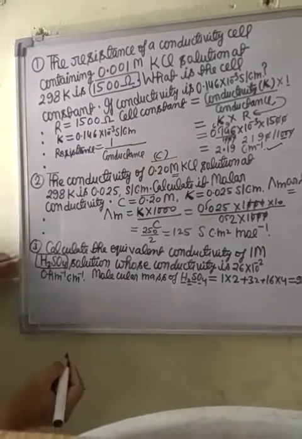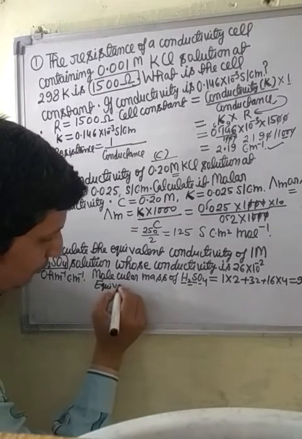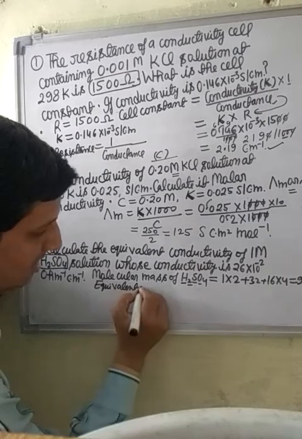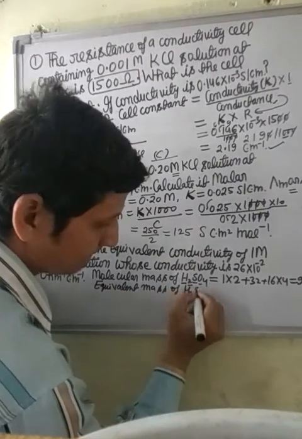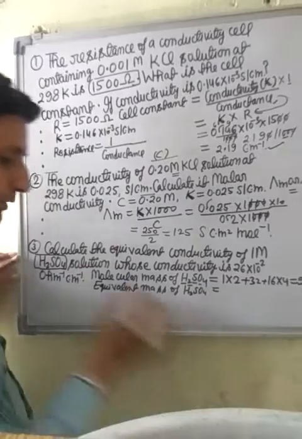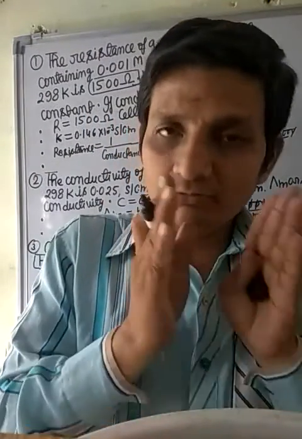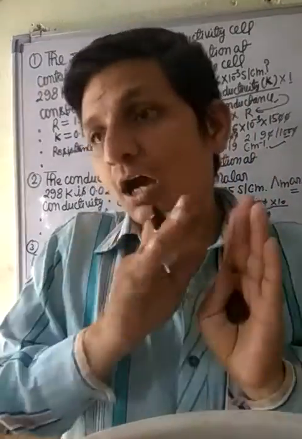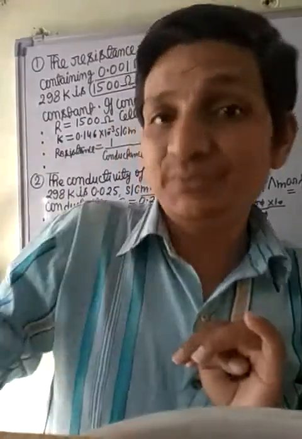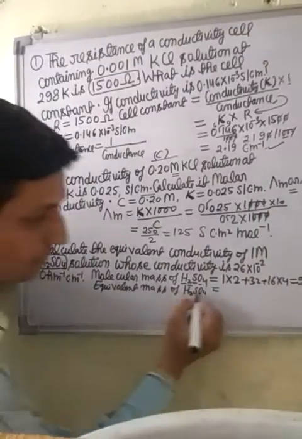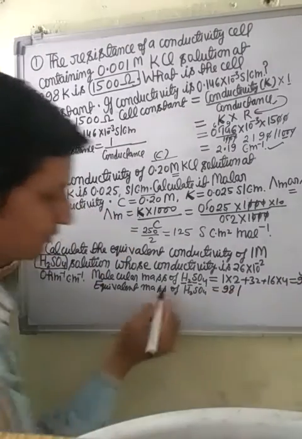And after this, next is equivalent mass. Equivalent mass of H2SO4 is equal to, formula of equivalent mass is equal to molecular mass. Equivalent mass of acid is equal to molecular mass upon number of displaced hydrogen, number of replaced hydrogen, number of ionizable hydrogen. So molecular mass of H2SO4 we get 98, and number of displaced hydrogen in H2SO4.